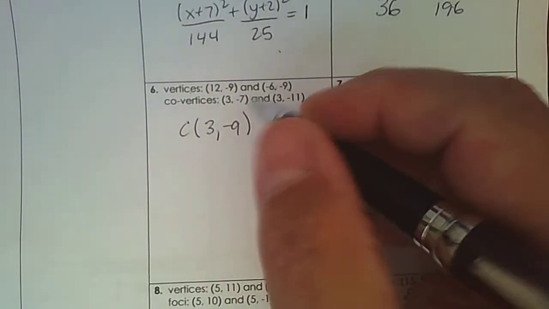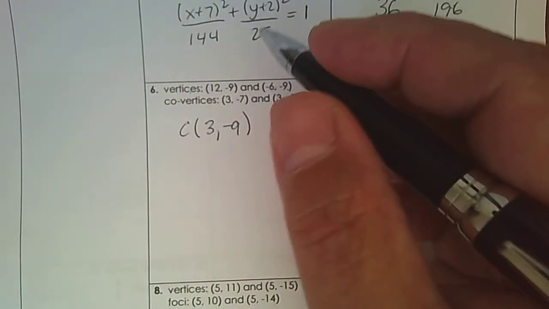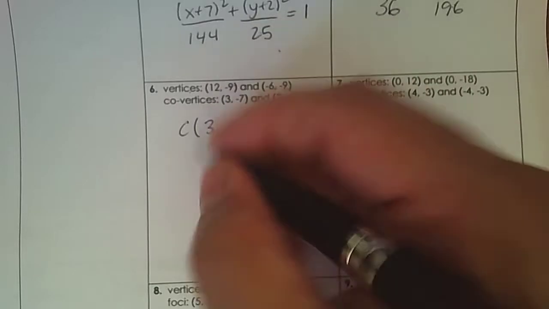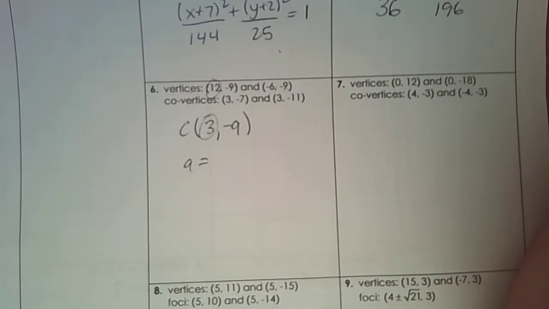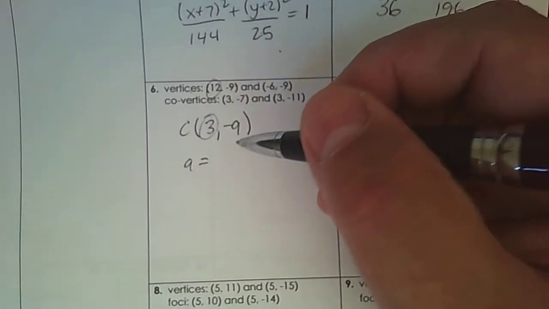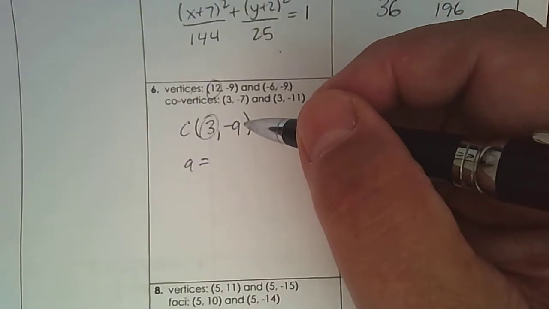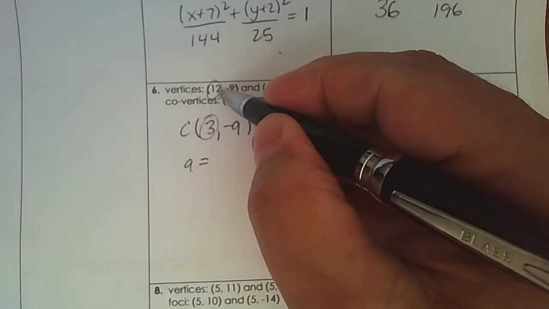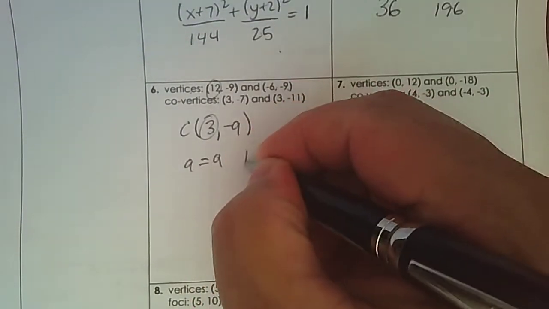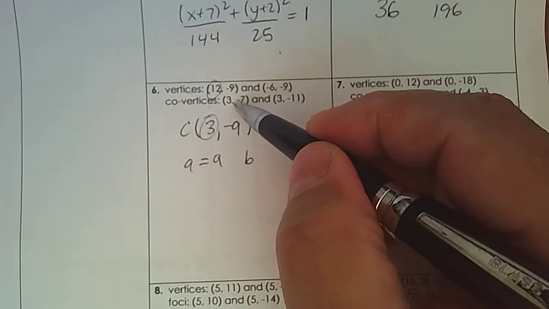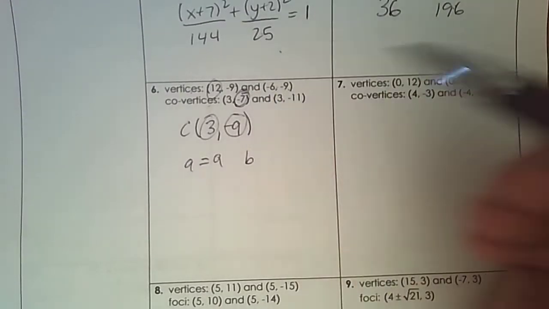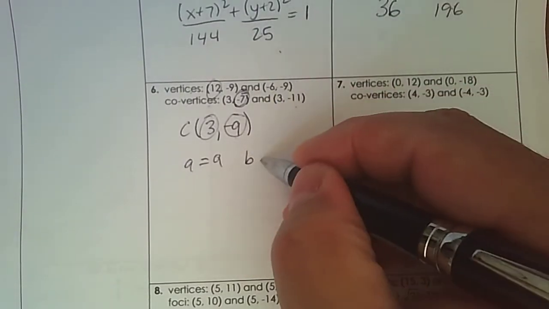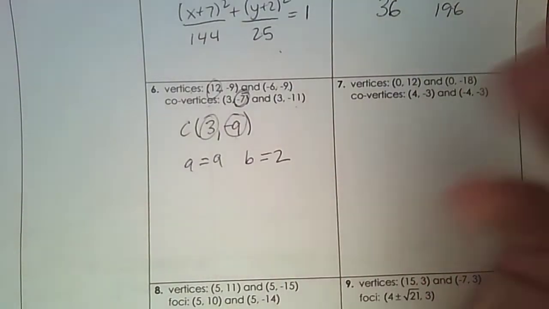Next, we're given the major vertices, and understand, again, the a is going to go with the horizontal. So what's the distance from the center to there? So the distance from the center to the x-coordinate is 9. Now notice the co-vertices, the minor, take the y-coordinate with the center. So what's the distance from negative 9 to negative 7 or negative 9 to negative 11? The distance there is 2. And now we have everything I need.